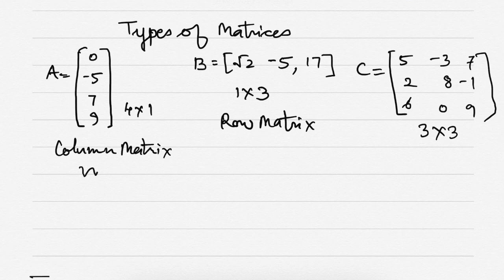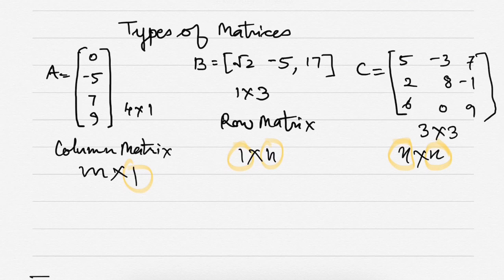A column matrix will be of the type m into 1. There may be more rows, but there will be only one column. A row matrix has only one row. It may have many columns. In a square matrix, the number of rows and number of columns will be equal. So a matrix in which the number of rows is exactly equal to the number of columns is called a square matrix.